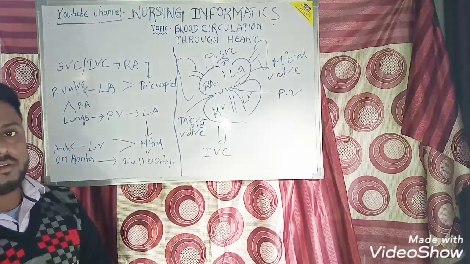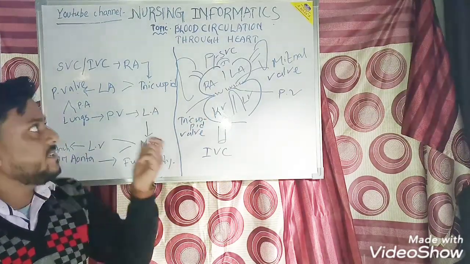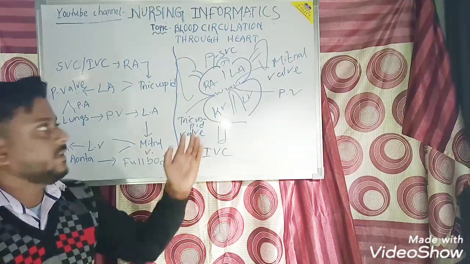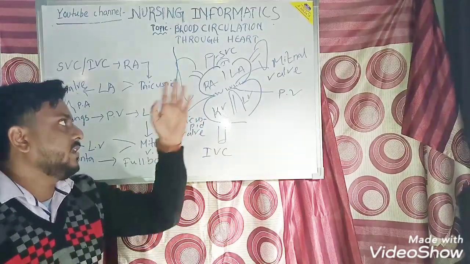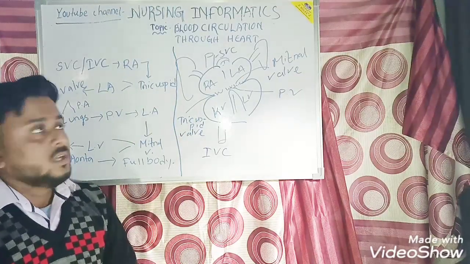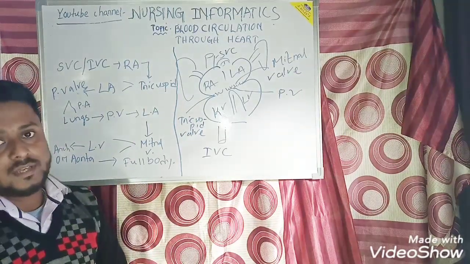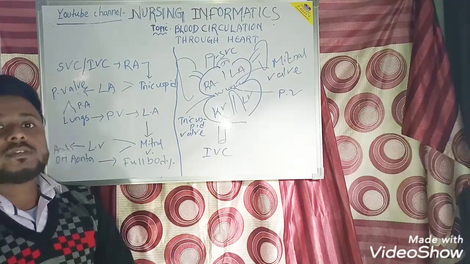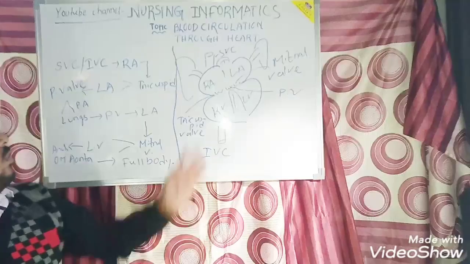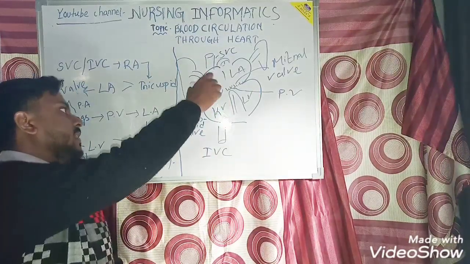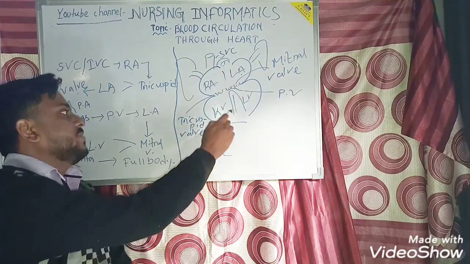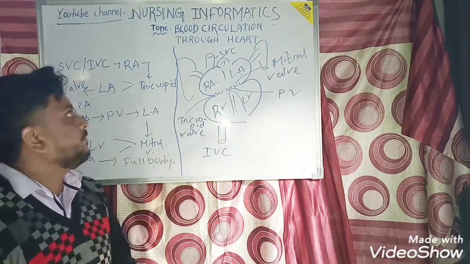Blood circulation through the heart. The heart is an organ which contains 4 chambers: the right atrium, right ventricle, left atrium and left ventricle. Most commonly in GNM, BSc or post basic, the question may come: how does the blood circulate through the heart? Here the heart contains a total of 4 chambers: right atrium, right ventricle, left atrium and left ventricle.